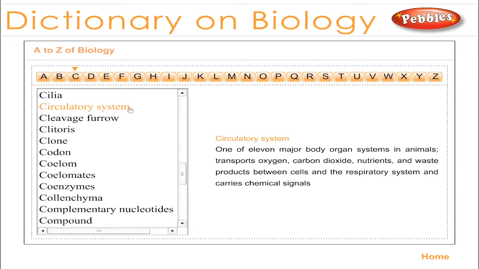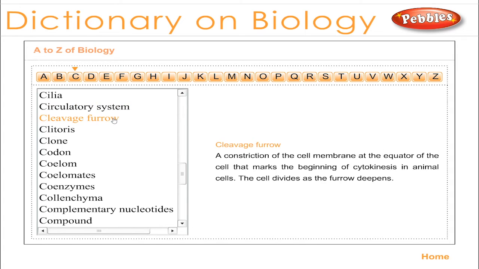Circulatory system, one of 11 major body organ systems in animals, transports oxygen, carbon dioxide, nutrients, and waste products between cells and the respiratory system and carries chemical signals. Cleavage furrow, a constriction of the cell membrane at the equator of the cell that marks the beginning of cytokinesis in animal cells. The cell divides as the furrow deepens.